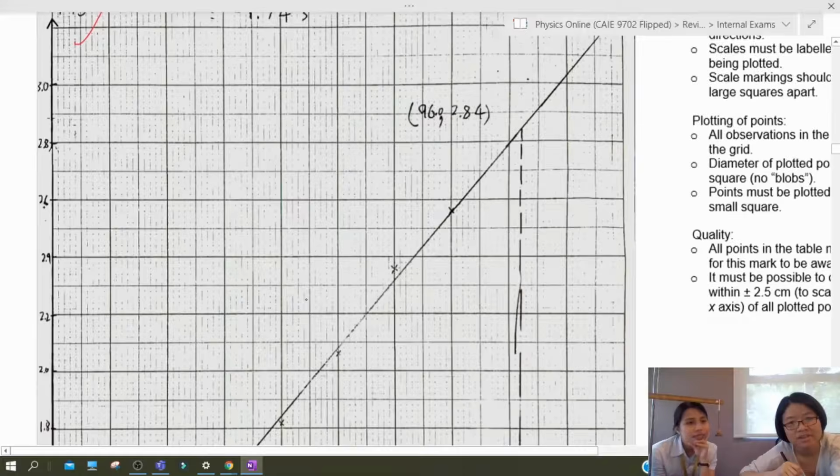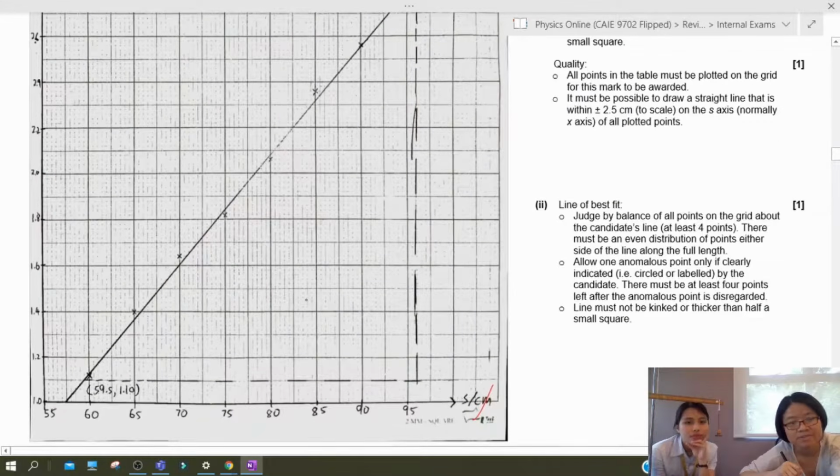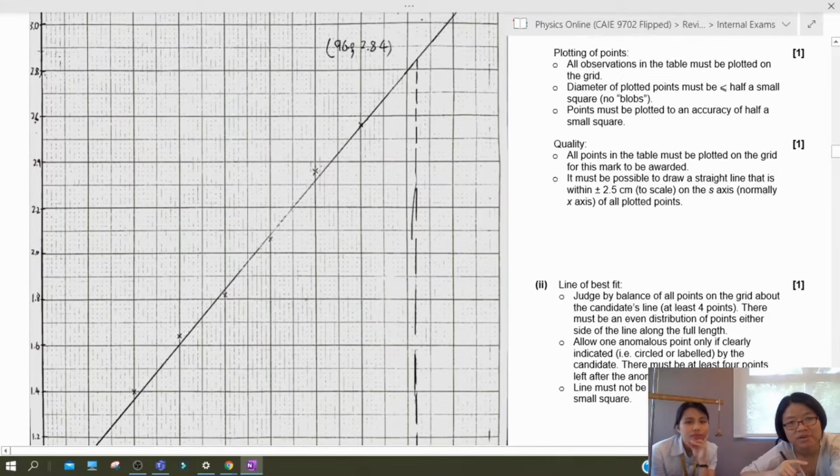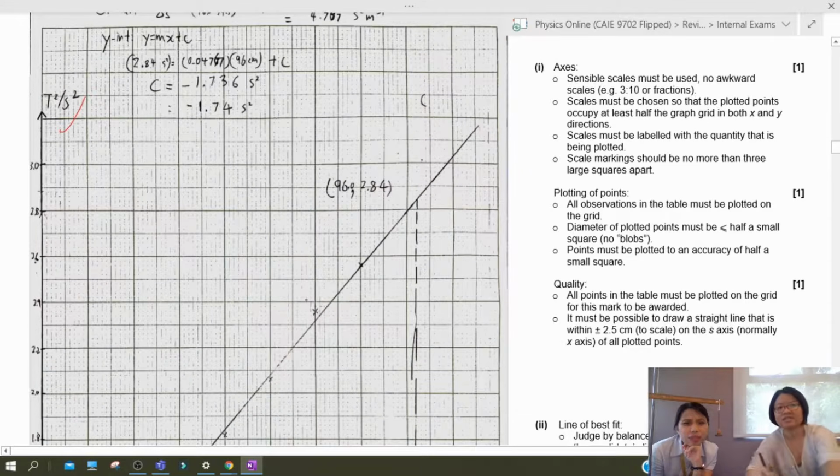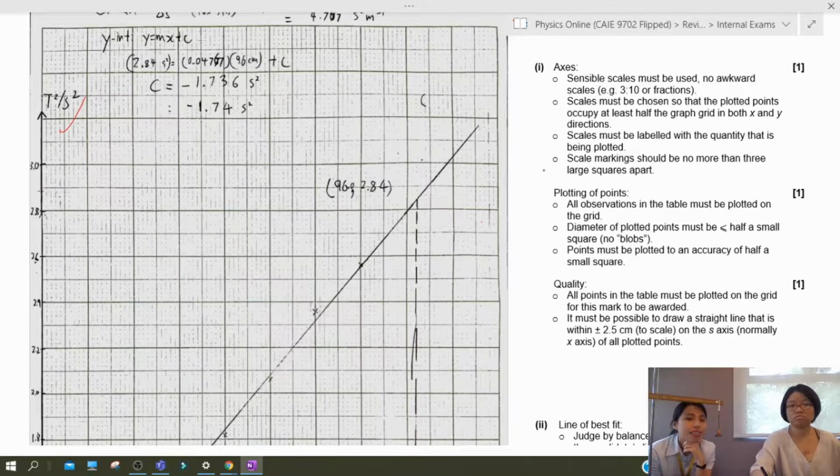Graph big enough. Got 7 points. Very nice. What else you see on the right side there? Plotting of points. All observations must be plotted. So just now we got 7. We must plot all 7. If you only want to plot 5, you have to cross out whichever you don't want from the table. Oh, so like that. Oh, we can throw away more anomalies. Okay. Correct. But it looks okay lah. My data looks fine. It looks perfect.